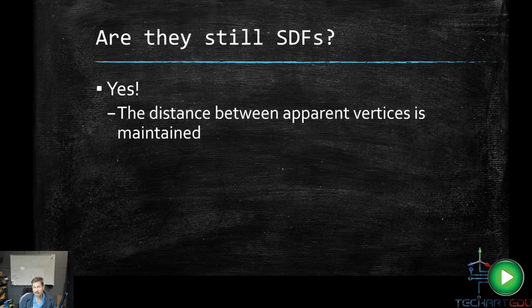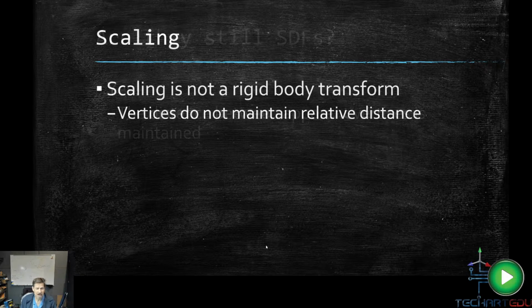And so the answer is yes, because the distance between the apparent vertices is still maintained. As long as you're maintaining that distance between vertices, you're doing okay. But I know what a lot of you folks are thinking. You're saying, okay, well, what about scaling? Now, scale, you could do things a little bit differently.